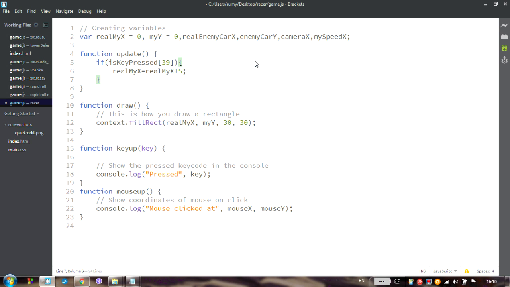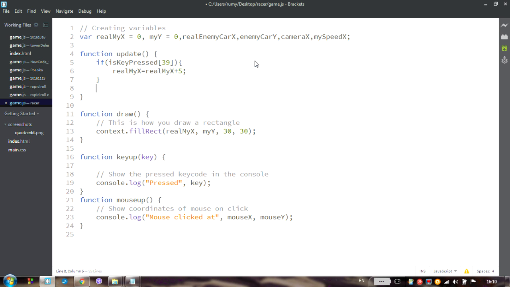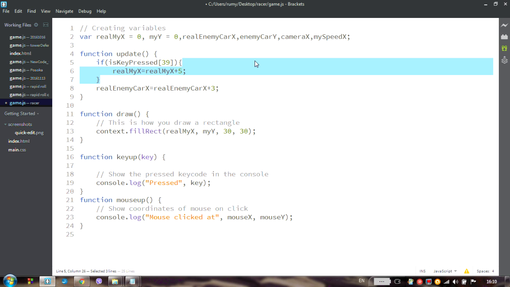I'm going to do something different now, different than your two tasks. Instead, I'm going to start moving the enemy car, so real enemy car X is going to increase by 1 or by 3. It's important that the enemy is a little bit slower than the player, so that the player is able to overtake the enemy if it's driving well.